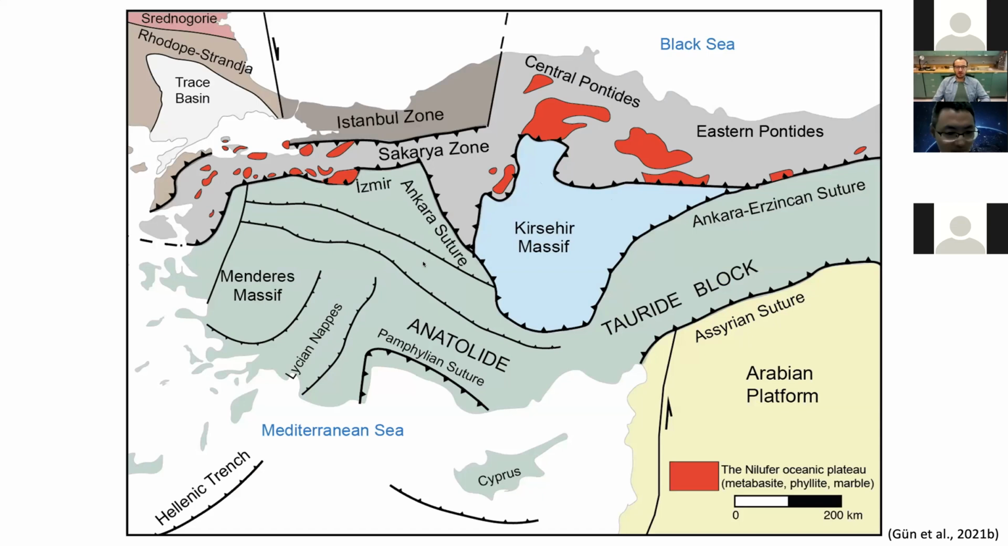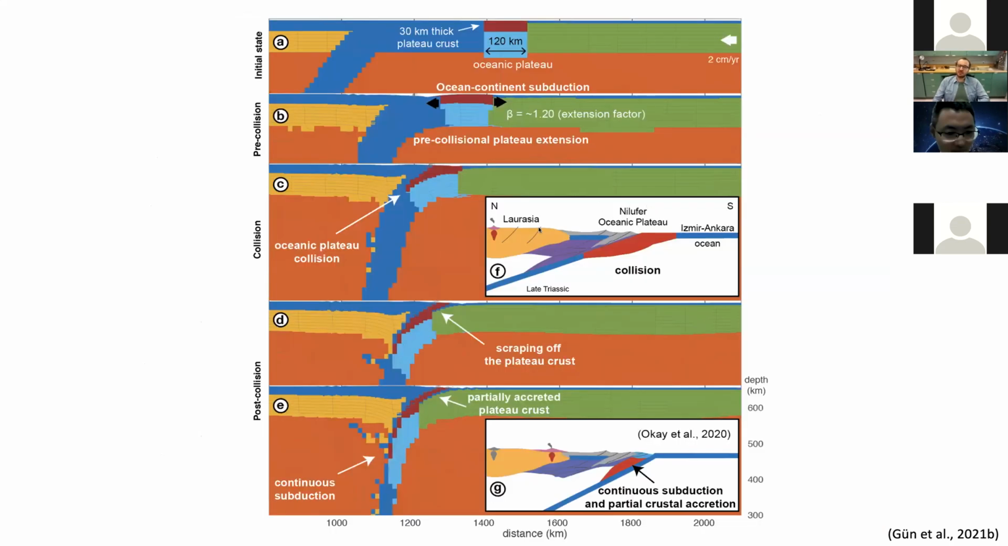Okay and his team are really good petrologists and field geologists. They suggest that the subduction was continuous here, but still we see evidence for the accretion of the oceanic plateau. So this is a good example to compare my models to this geologic example. To do so, we compare these cross sections of one of our models to the tectonic evolution of this Laurasia and Nilüfer Oceanic Plateau margin.